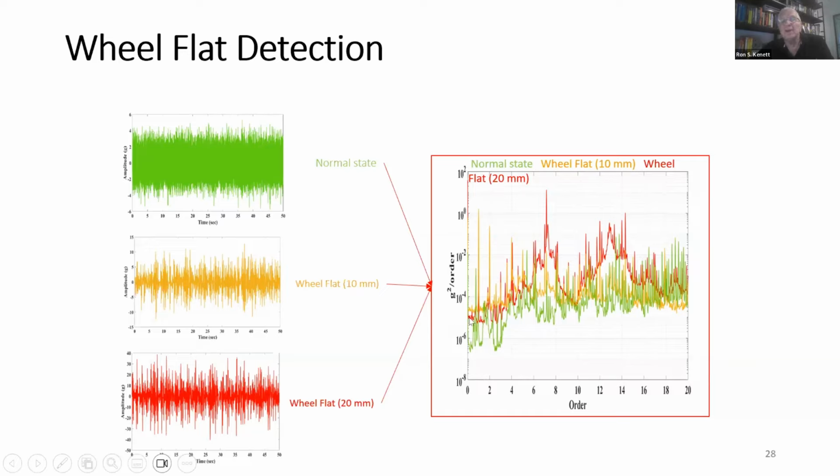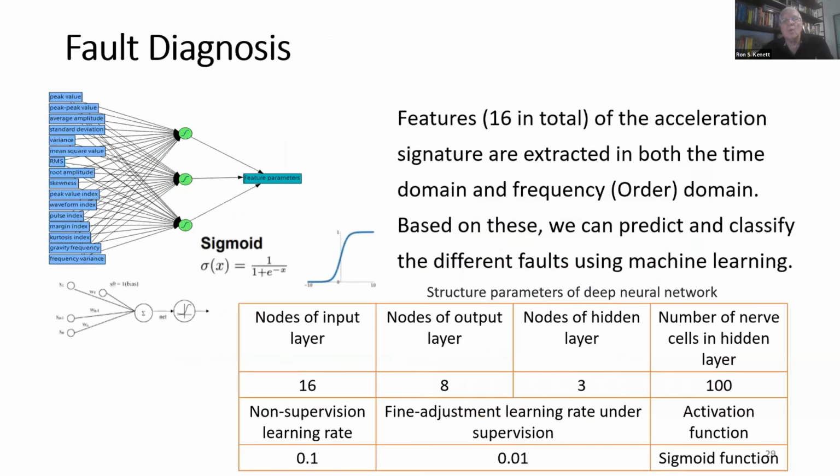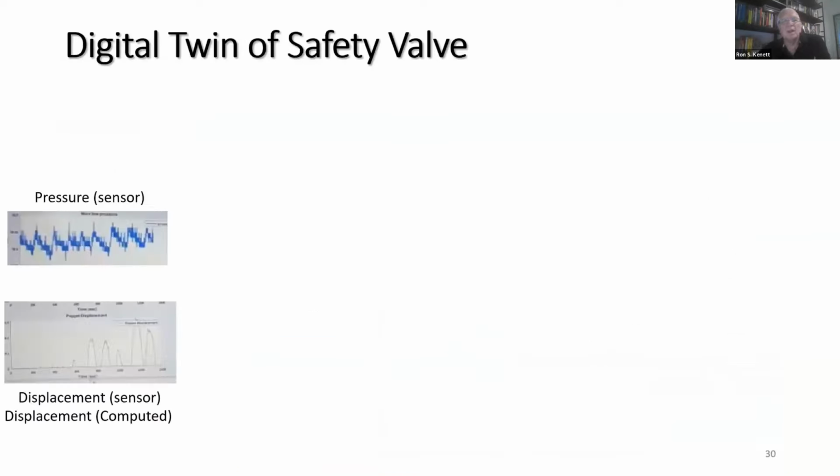The behavior of the sensor is derived from a digital twin. We can use, in this case, we use the neural network. Here's the framework for this neural network to get some predictive analytics based on the vibration sensor, on the fact that there is a wheel flat and the extent of the wheel flat. And I will show you now how it looks.